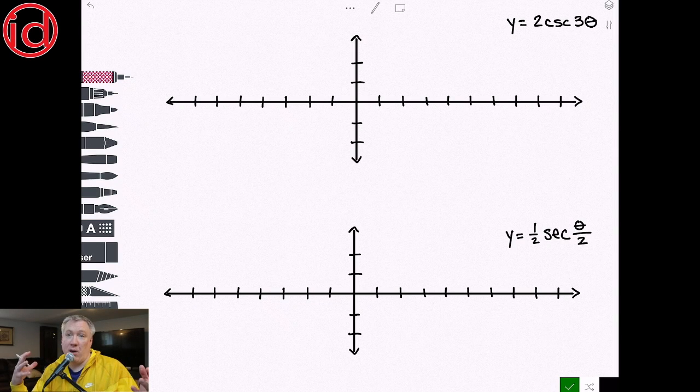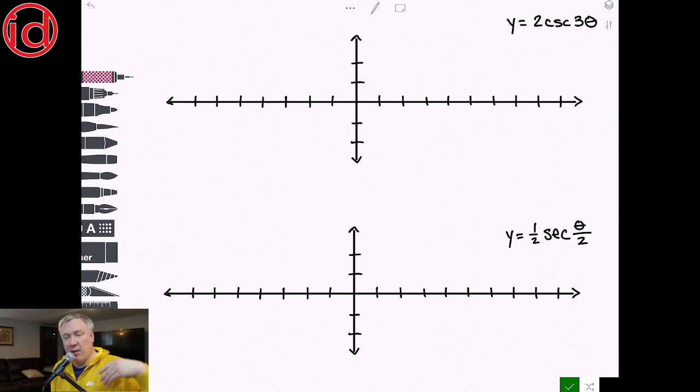Okay, in this video, we're going to bring it all together and graph more complex secant, cosecant, tangent, cotangent graphs, getting into the things that vary by period, and that idea of amplitude we'll be bringing in as well. Now, I'm just going to go ahead and get right down to the nuts and bolts. Here we go. So our first equation is y equals 2 cosecant 3 theta.